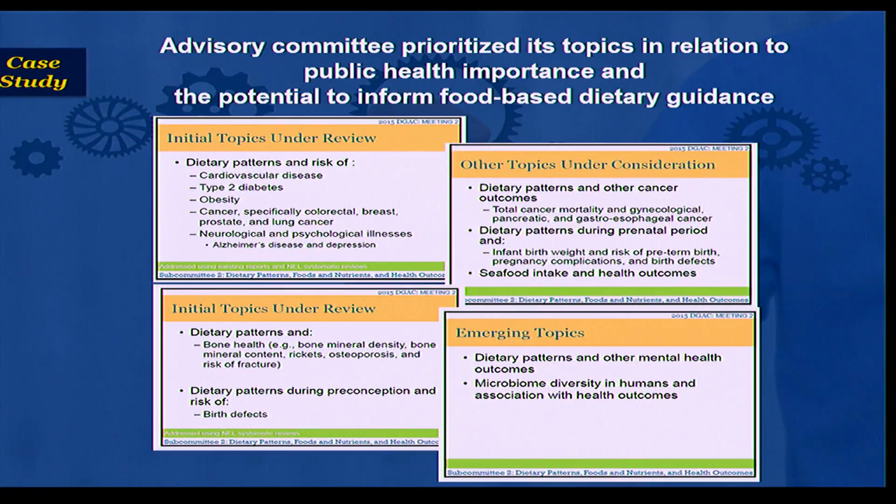And so what you see here are slides from the second public meeting, and on the left-hand side are the health outcomes that they identified as their first tier. These included cardiovascular disease, type 2 diabetes, obesity, colorectal, breast, prostate, lung cancer, neurological and psychological illnesses, specifically Alzheimer's disease and depression, bone health, and birth defects. And on the right-hand side of this slide, you can see the slides that they presented that indicated some of their second and third tier questions, as well as their emerging topics.